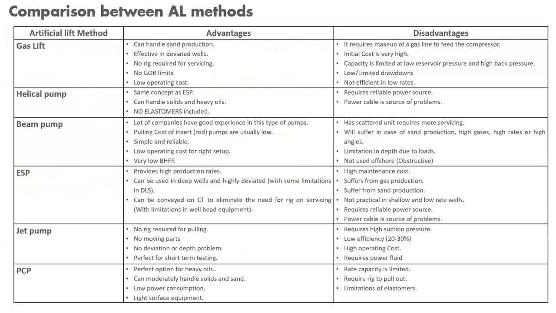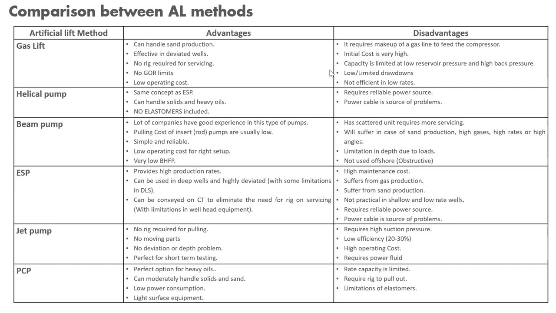There is no limit on the gas handling because it is based on the gas lightening the fluid column. So there is no limitation on the amount of gas that the system can handle. It has a low operating cost, but a high initial cost due to the construction of the gas lift facility and compressors. It requires the makeup of a gas line to feed the compressor, and it requires an integral casing that is capable of withstanding the injection of this gas.